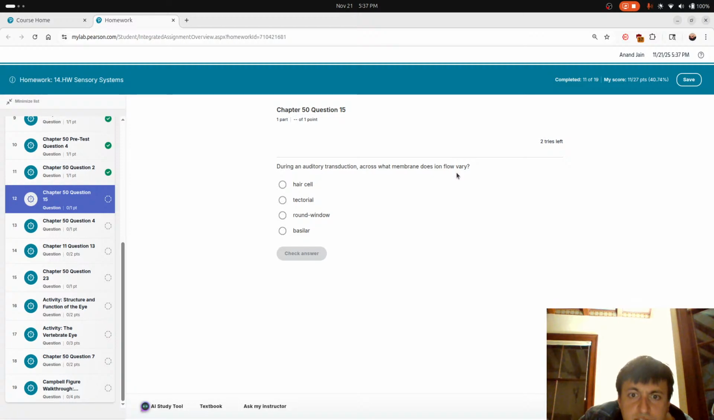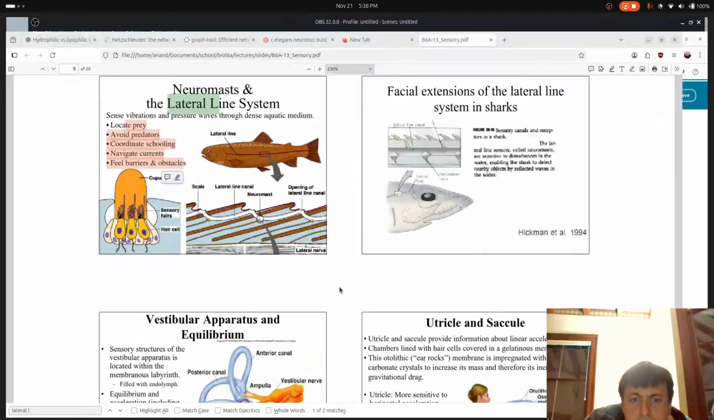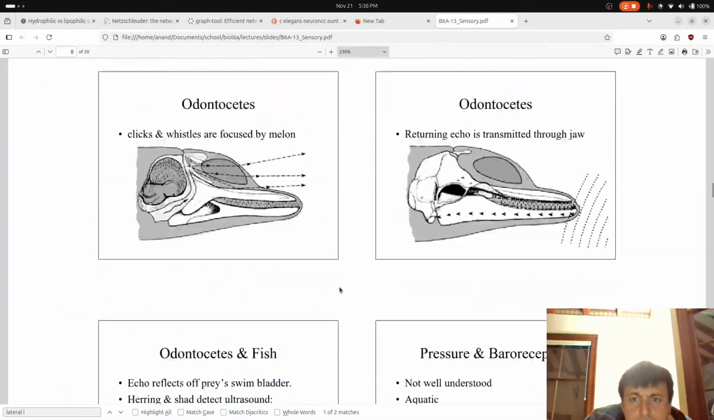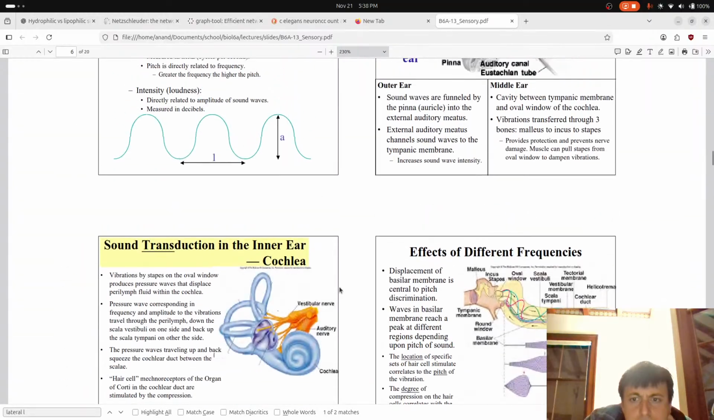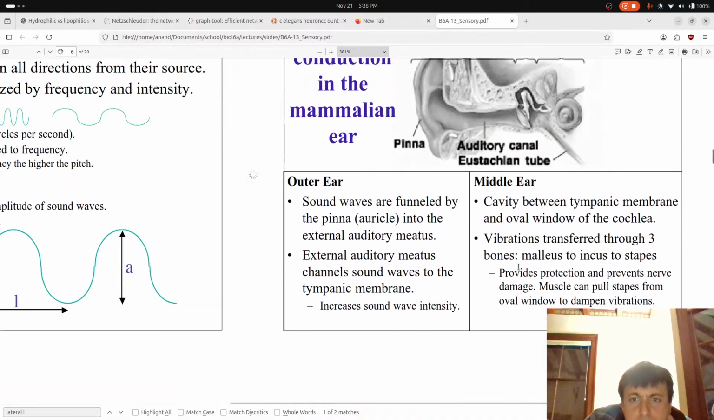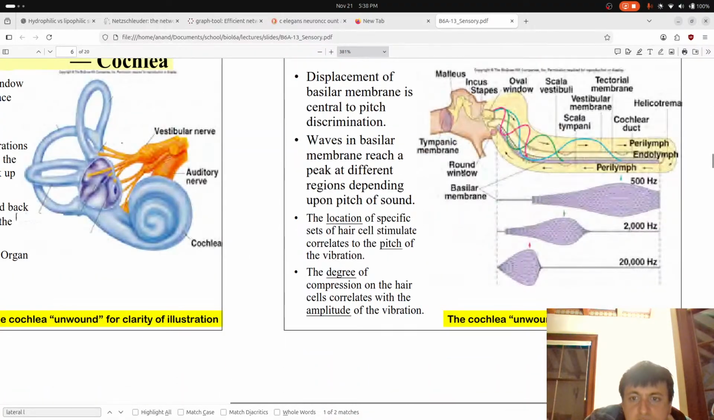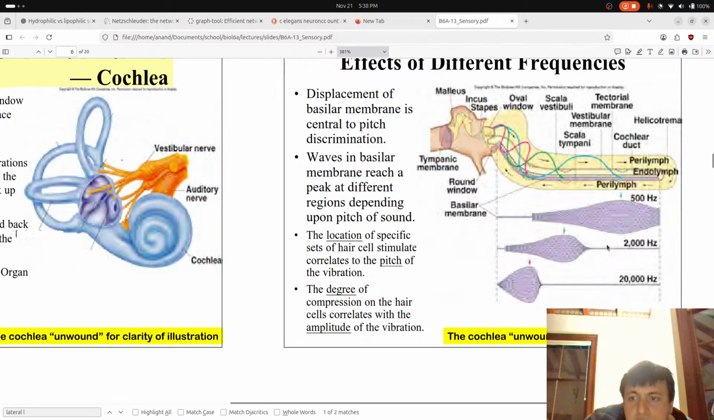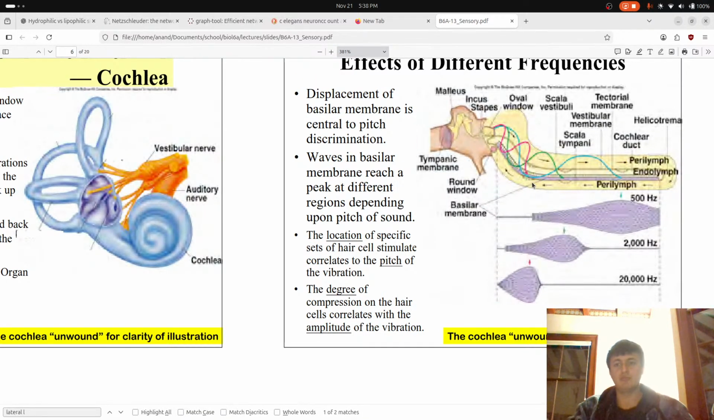During an auditory transduction, across what membranes does ion flow vary? God, these images are totally crap. They've been compressed to all hell. And look at all these artifacts. This is JPEG'd out, bro. Come on.